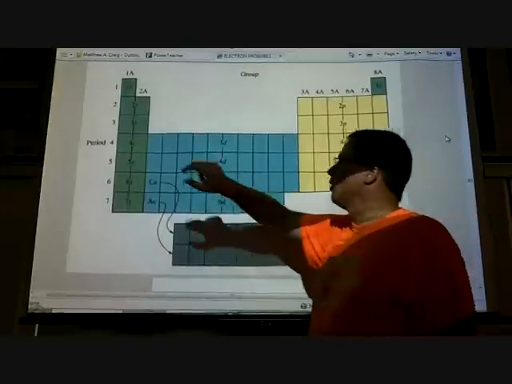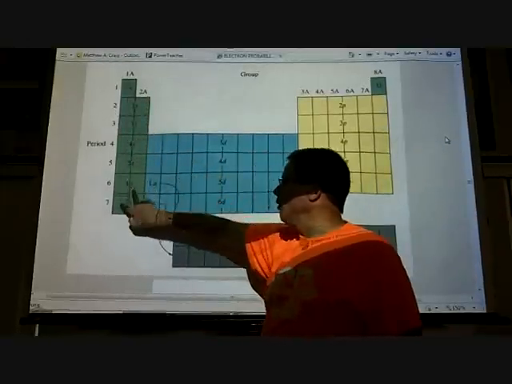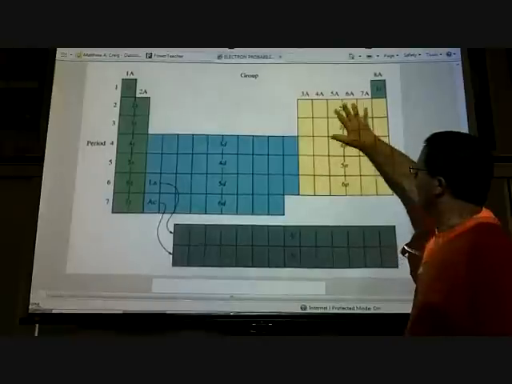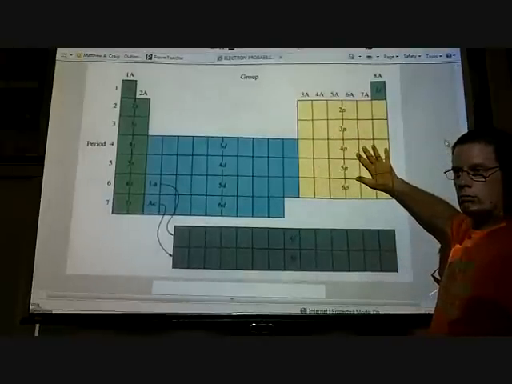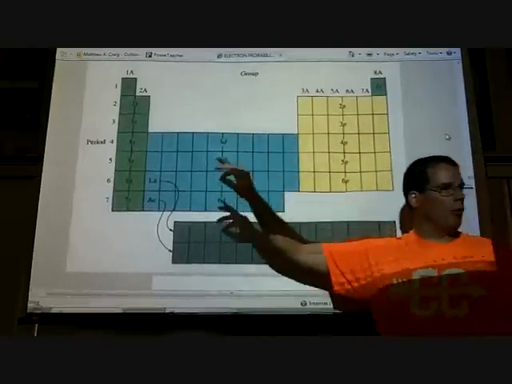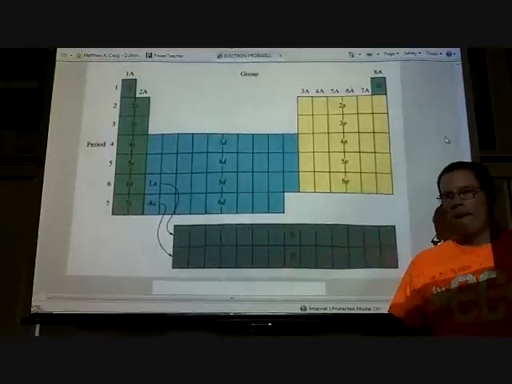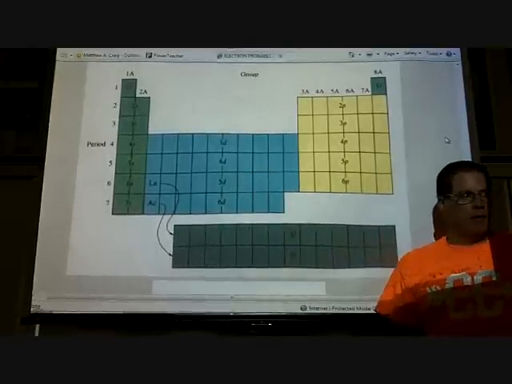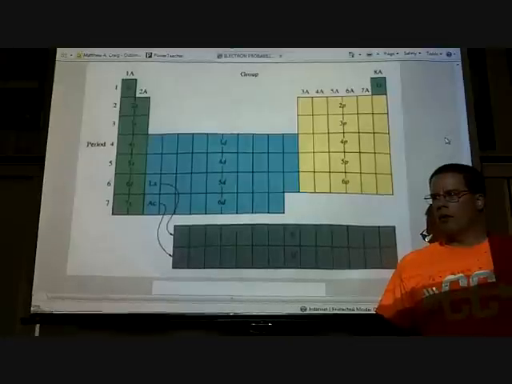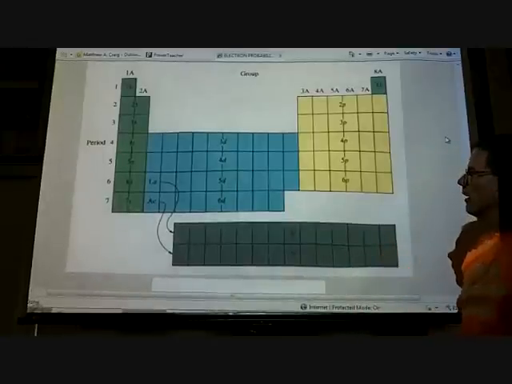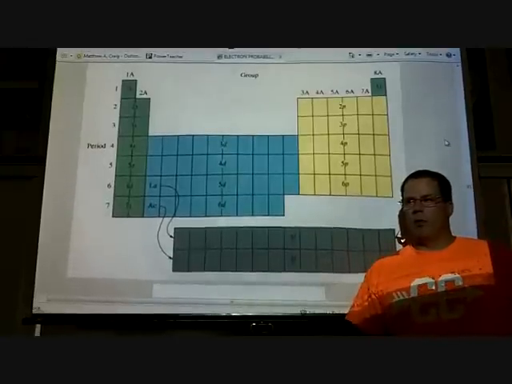Now, what I want you to do is recognize where the s's are located on the periodic table, where the p's are located on the periodic table. We talked about the s orbitals, the p orbitals, the d orbitals, and the f orbitals yesterday. Remember that? It was yesterday, wasn't it? So when you look at the s orbital, what was the shape again for the s orbital?